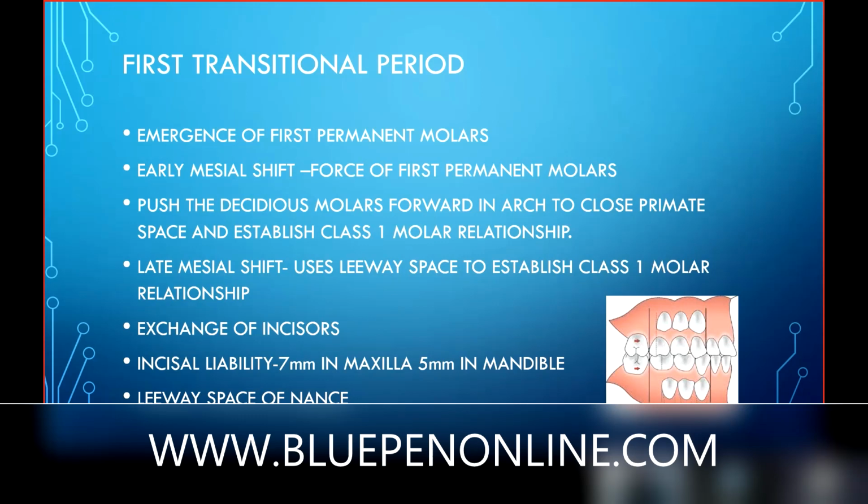Clear with this? So in the first transitional period, you have first molars coming, a mesial shift, a class 1 molar relation, exchange of incisors, and then you have leeway space of Nance. Okay, clear with this?